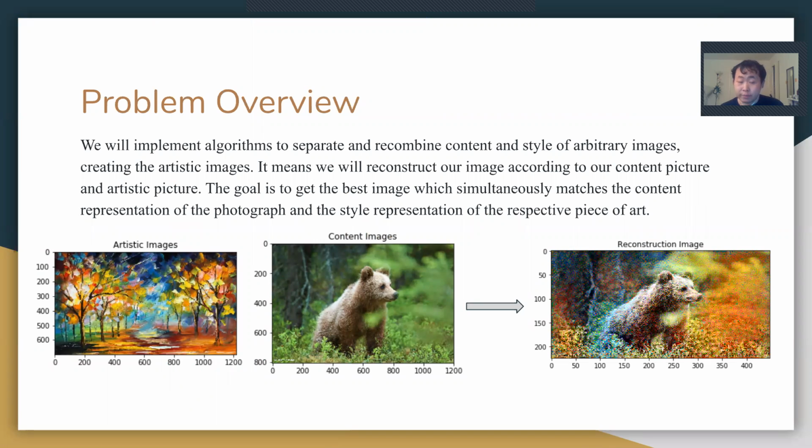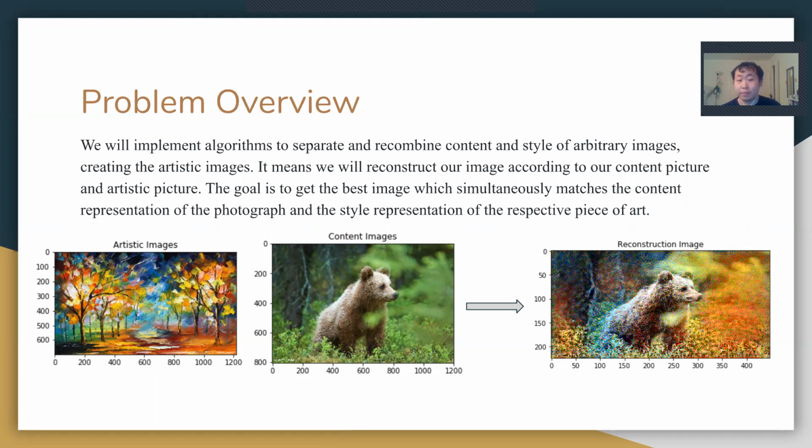So what is an image transformation? Let's move on to the problem overview. In this project, I will implement algorithms to separate and recombine content and style of arbitrary images, creating an artistic image. For example, in the pictures below, we can see we could separate and recombine the artistic image and the content image to get a reconstructed picture like the colorful bear. It means we will reconstruct an image according to our content picture and artistic picture.